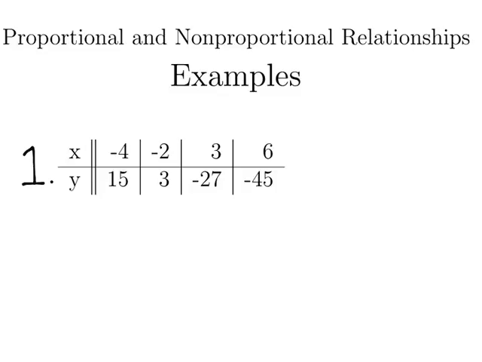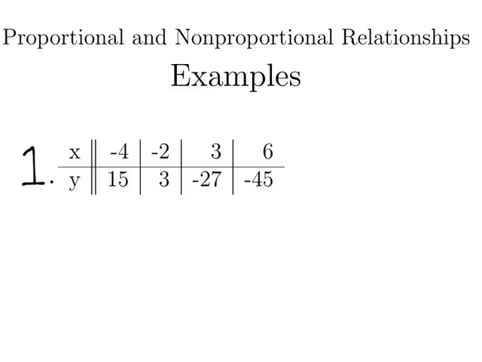This is the second part of the examples video for proportional and non-proportional relationships. There are 4 problems in this, and for each of them we must determine the equation of the line. So let's get started. For number 1 we have a table, which is really just a list of coordinate points.